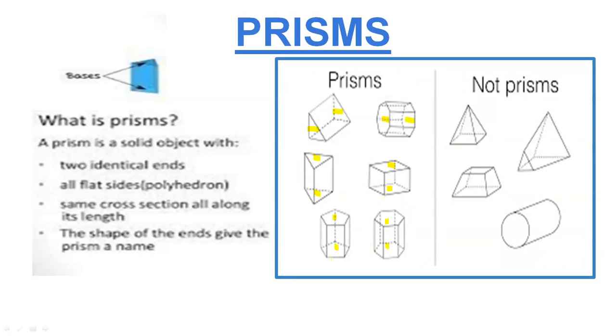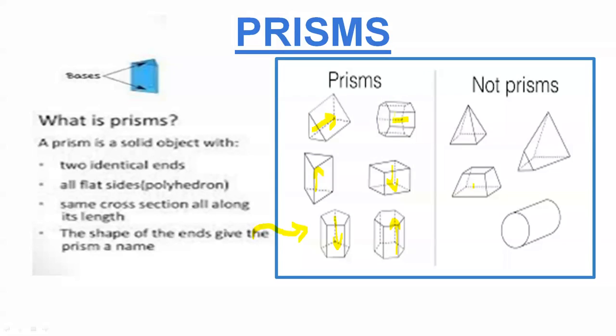Step number 2, all flat sides. The remaining sides should be flat. The third step, cross section all along its length. So when you are moving along, this will be the same. It will be the same throughout the box or throughout the shape. So this is called the prism.